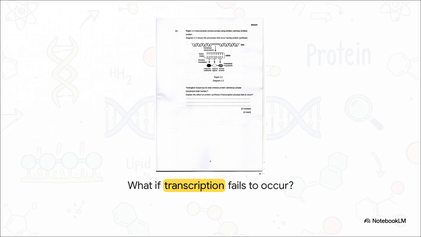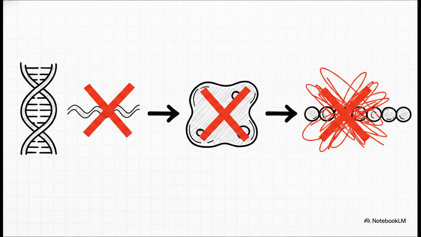Now let's tackle the second part of the question. We're looking at protein synthesis here. DNA undergoes transcription to form mRNA, which is then translated to form a polypeptide chain made of amino acids like methionine, arginine, and tyrosine. The exam question asks, explain the effect on protein synthesis if the transcription process fails to occur.